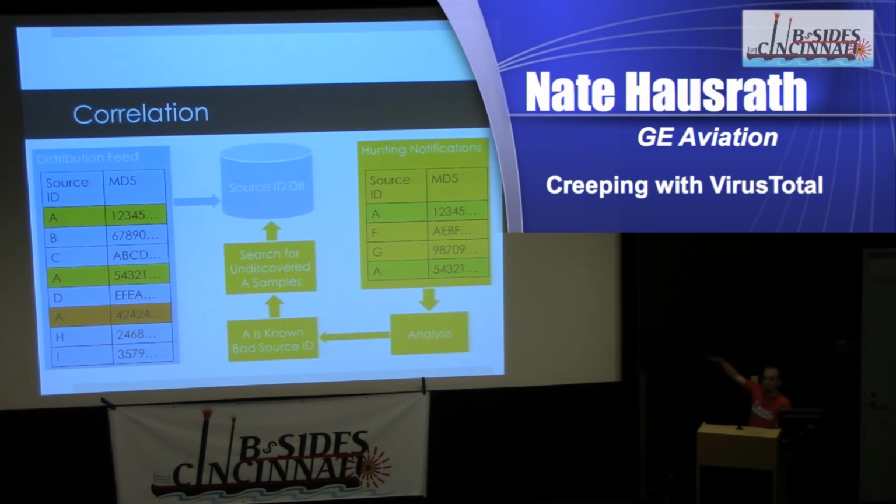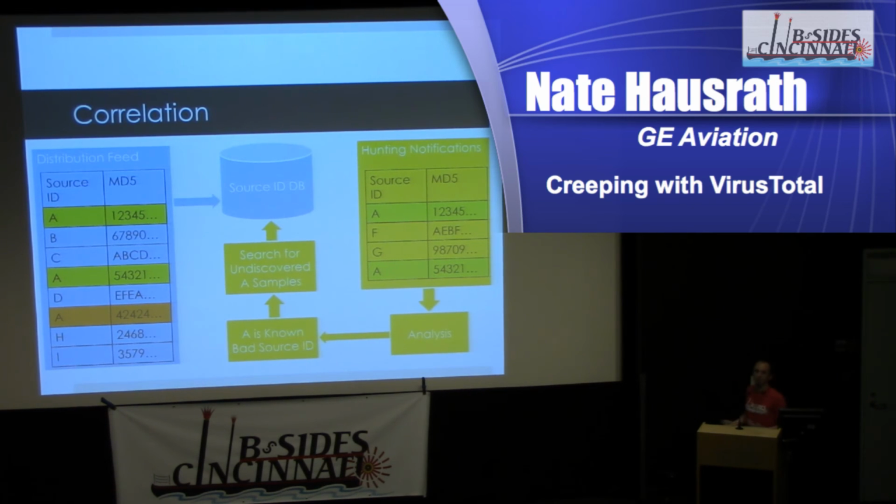So on the left, we have our distribution feed. We've got source ID A, B, C, A, D, A, well, whatever. You can understand that, right? And the associated MD5. And we're storing that in our ID database. And then on the right, we have our notification feed. And so basically what this is saying is, from our notifications, we're doing analysis on those.